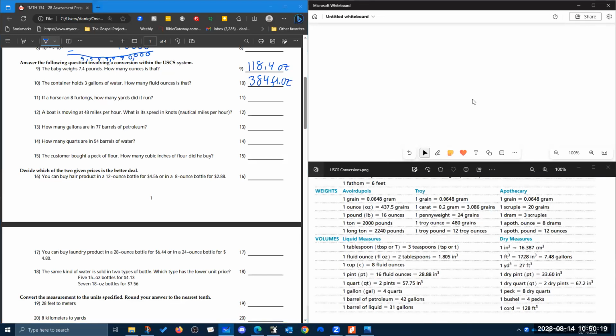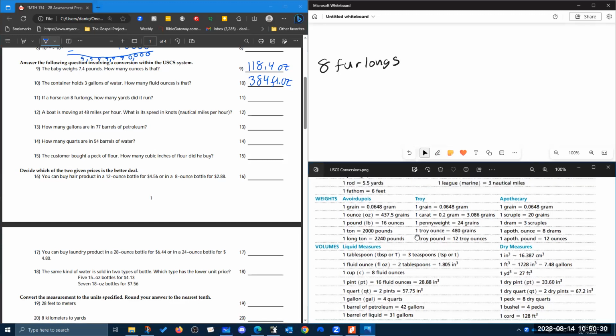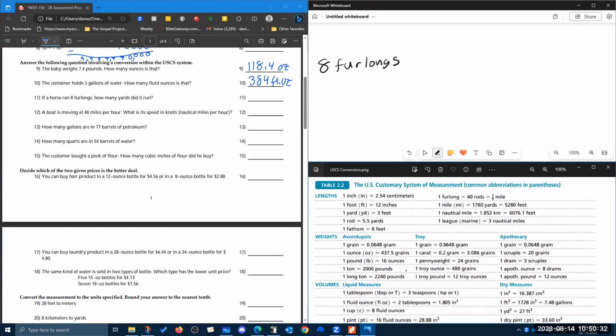A horse ran 8 furlongs. How many yards did it run? So 8 furlongs. We're going to go up here to distance. 1 furlong is 1/8 of a mile. And then it's asking for yards.